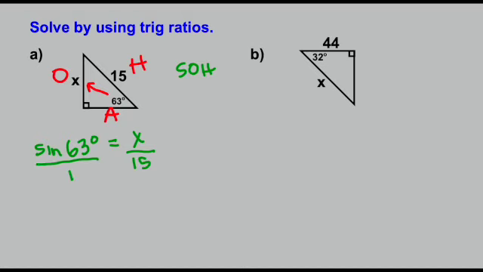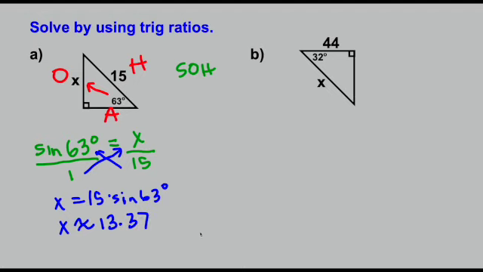Now we're going to cross multiply. 1 times x is x. And when we cross multiply this direction, we get 15 times sine 63 degrees. So grab your calculator, multiply 15 times sine, then hit 63. As always, you do not need a degree symbol. There isn't any on the calculator. So it's just 15 times sine 63, and if you did it correctly, x should be approximately 13.37. So that would be sine in this case because we're using opposite and hypotenuse.